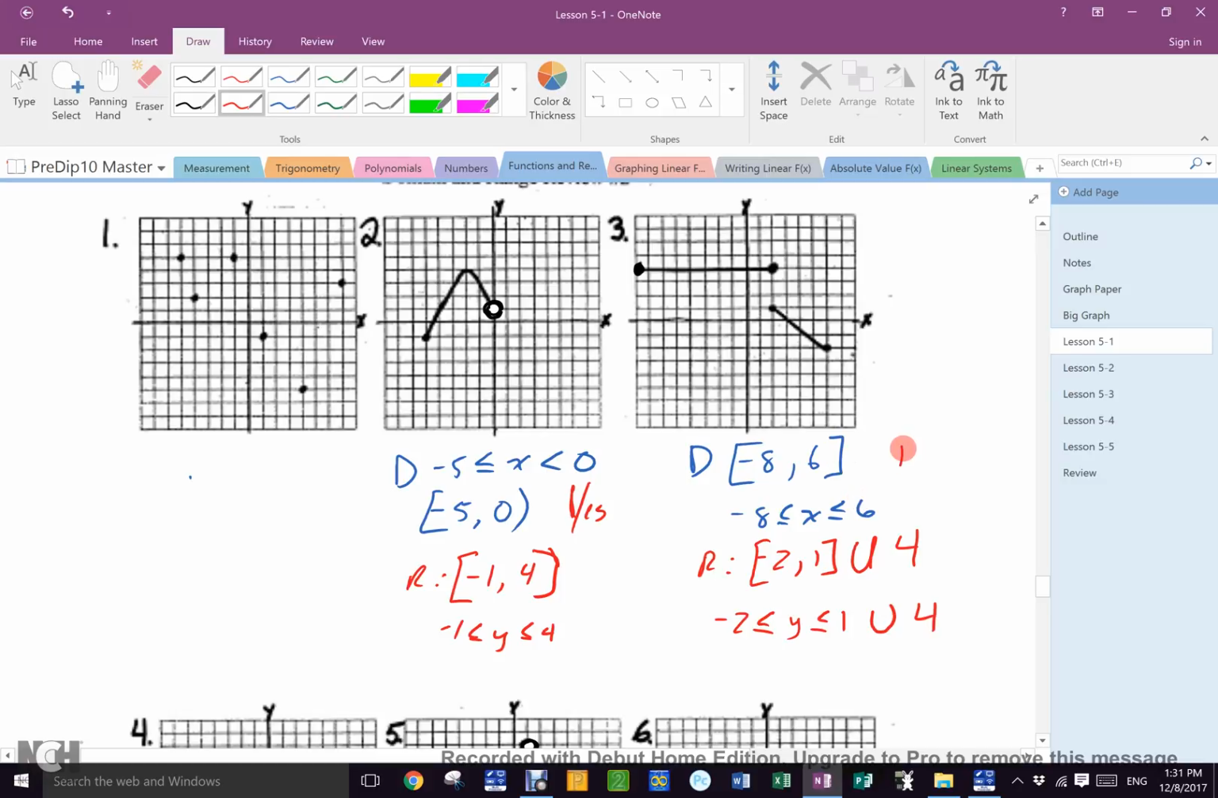And this one is a no on the function because that hits both of them. Everybody good there?